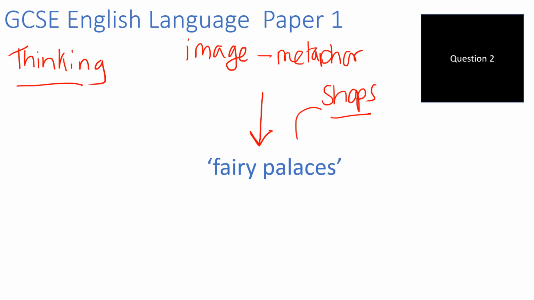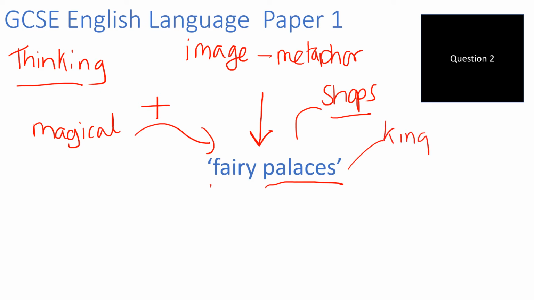So if we describe it as a positive thing, we can see that actually the reader would think this is quite a positive thing. You know, fairy palaces, because why? Fairies are seen as magical, aren't they? And so we've got this sense of a magical idea. But also palaces, we tend to think of kings, and we think of queens, we think of rich people, and we think of power, and we think of large impressive buildings.